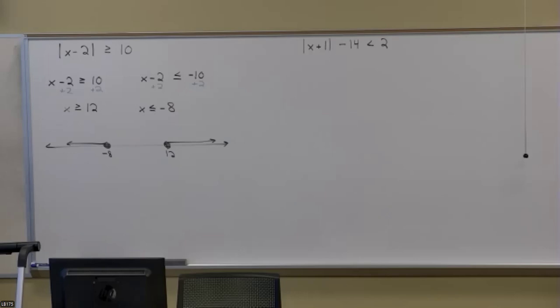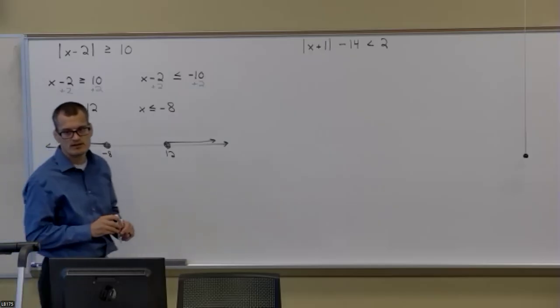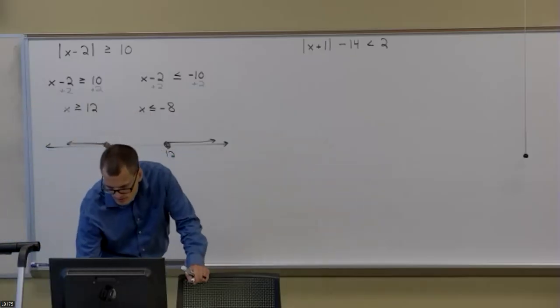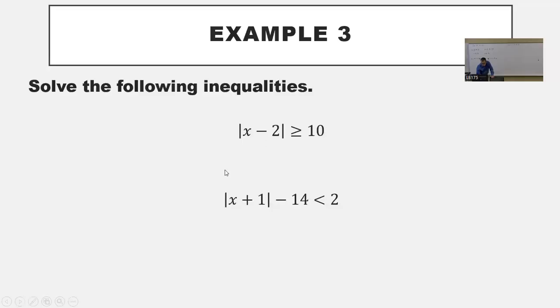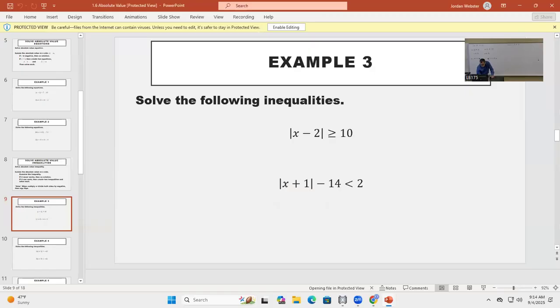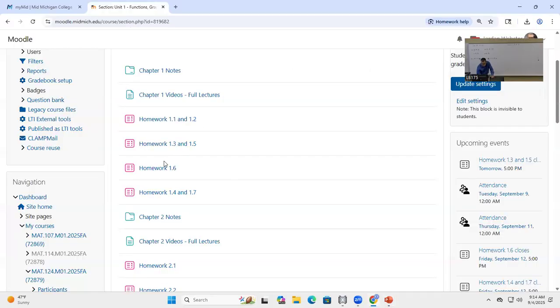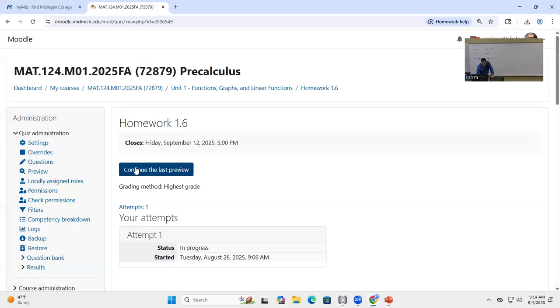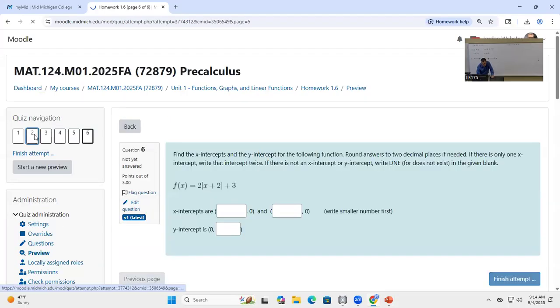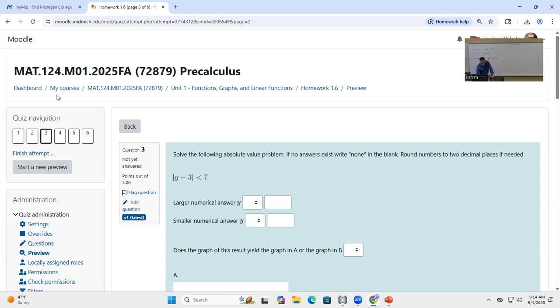So 12 or above, 12 to the right, negative 8 to the left. And this is what it looks like on a number line. Now, before we go any further, I forgot this. I wanted to show you what it looks like on Moodle, all right?